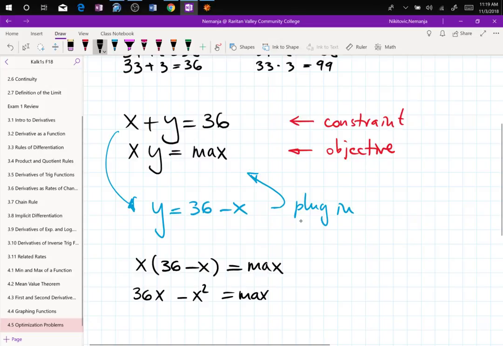How do you find maximum? We already covered that in 4.1. How do we find max?